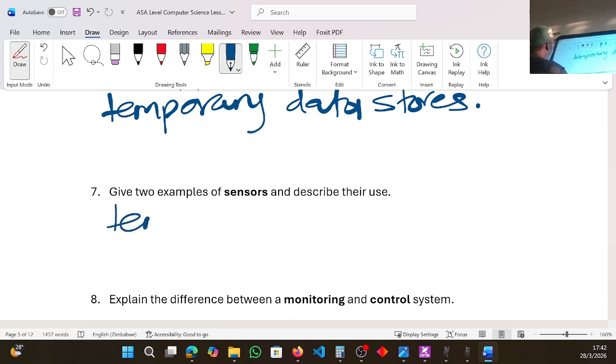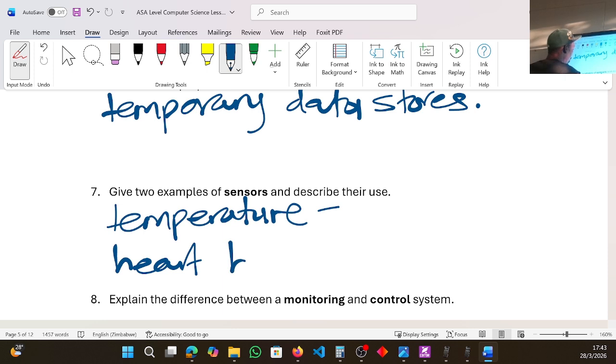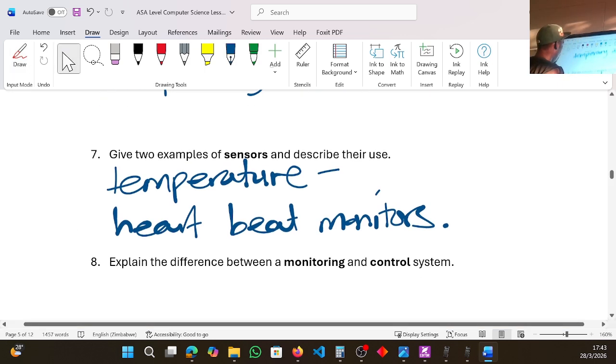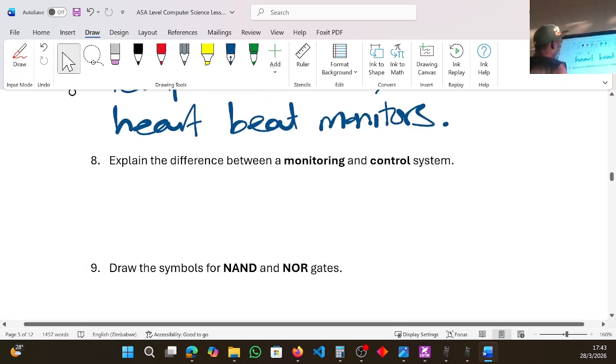Give two examples of sensors and describe their use. For sensors, temperature sensor. It's used to control maybe the temperature of the environment. When it reaches a certain point, certain triggers will be taken. We can look at medical equipment like ones which monitor heartbeat. So heartbeat monitors are also sensors which check whether there is a change in the rate at which the heart of an organism is pumping.